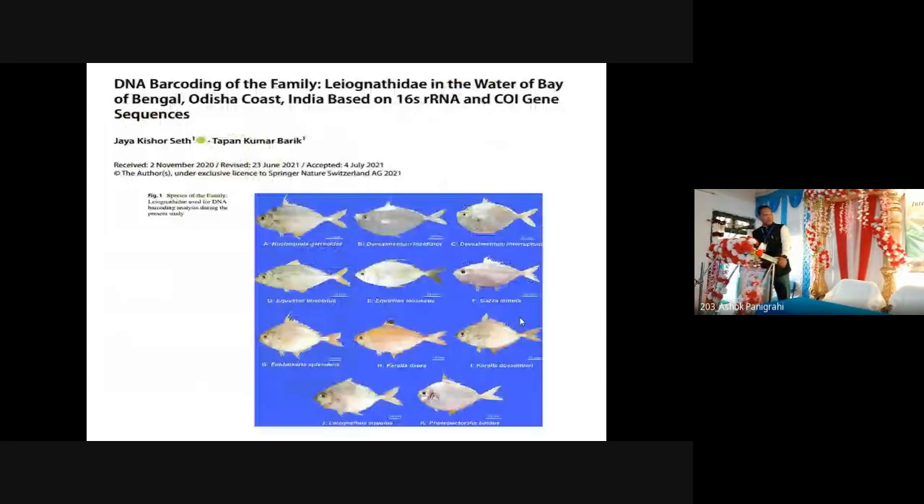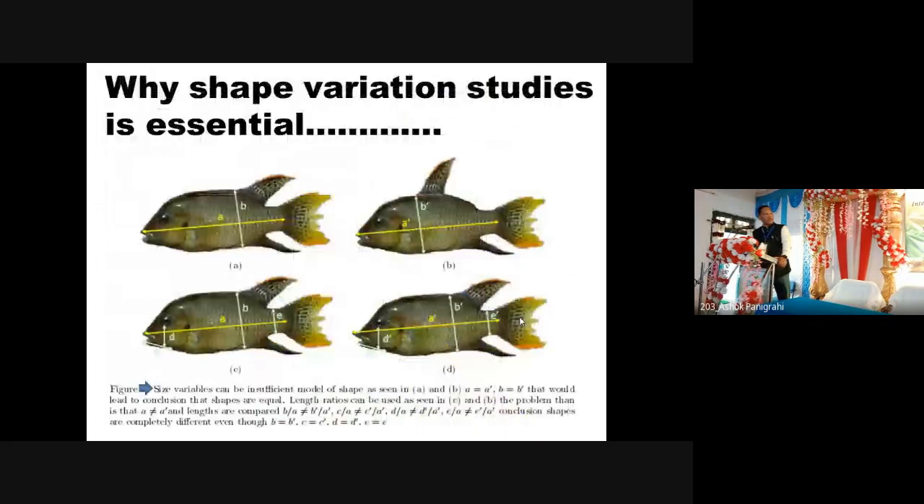Again, I'm skipping. Another thing, another integrated approach. I will take another 5 minutes. Shape variation is very important. I talked about the molecular approach and morphotaxonomy. I mentioned in the beginning that from a photograph you can identify the organism. It is based upon this principle.